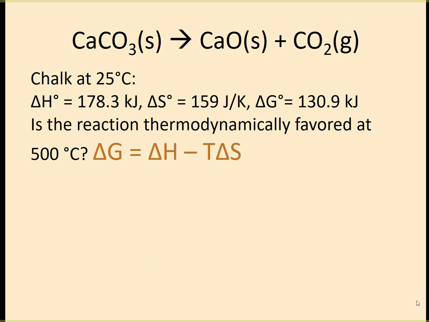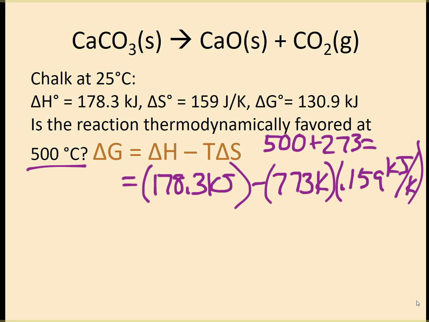So let's do a problem where we're looking at temperature. So I do have the standard delta H and delta S and delta G, and that's all at 25 degrees Celsius, unless it doesn't change too much if I take my temperature up to 500 degrees Celsius. But let's use Gibbs Free Energy with this 500 degrees Celsius. So I put all my numbers down. Make sure you change that delta S to kilojoules. And my final answer, I get a positive 55.4 kilojoules.